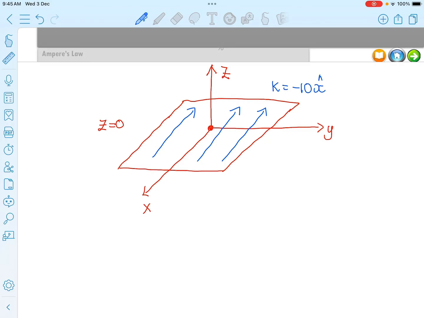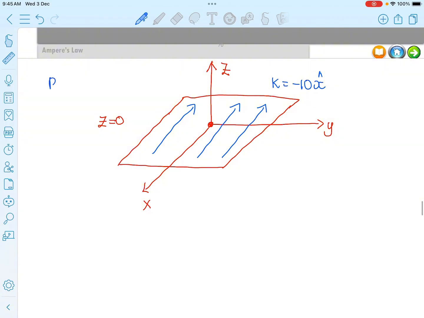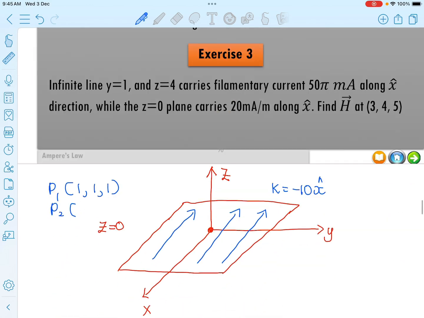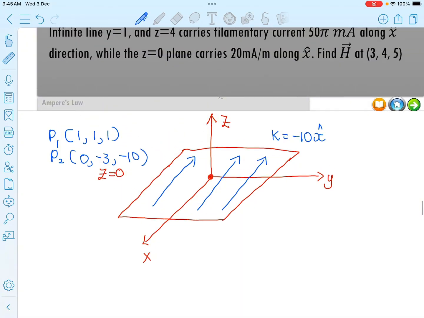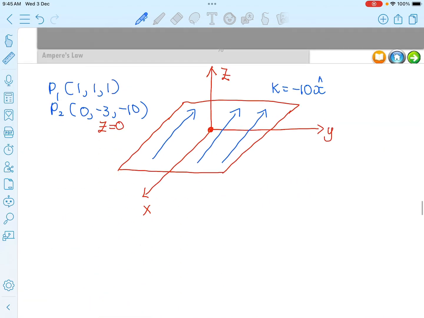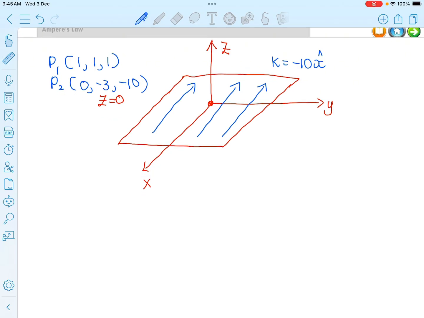Alright, so now you have to find the magnetic field at two positions. The first position is 1, 1, 1, and the second position is 0, negative 3, negative 3, and negative 10. These are the two positions where you need to find the magnetic field. Here you have to remember that the size of your plane z equals 0 is infinity by infinity, meaning that it is very, very big.